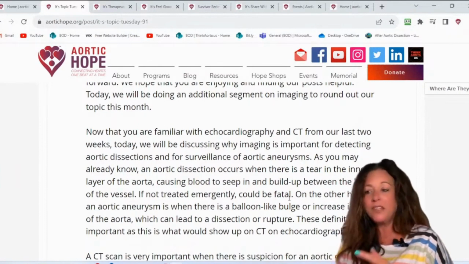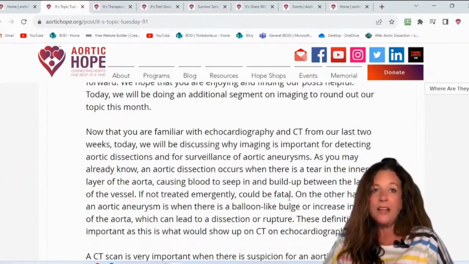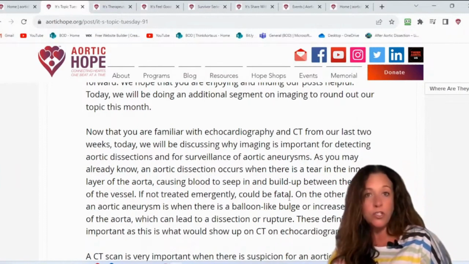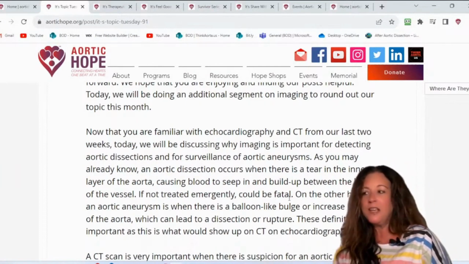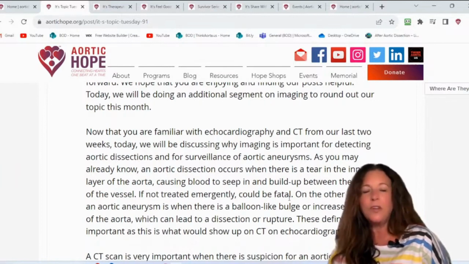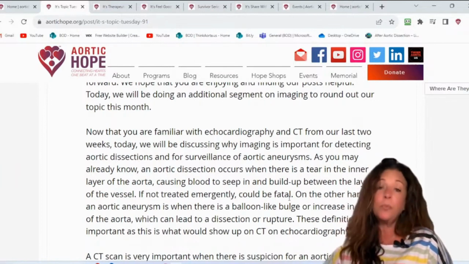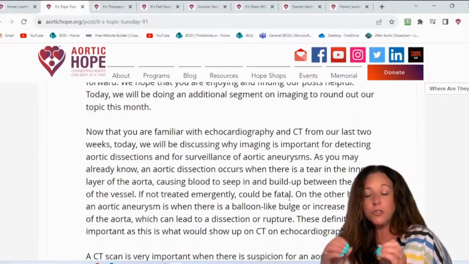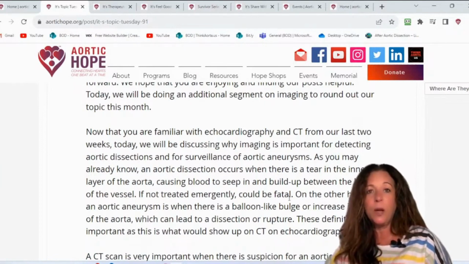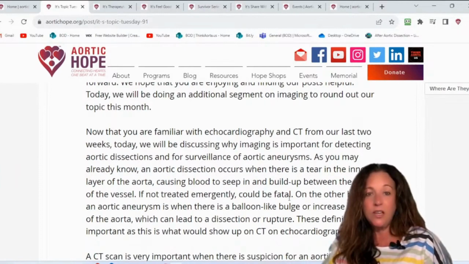On the other hand, if there's an aneurysm present, that's more like a balloon-like bulge in the aorta, and it could potentially increase in size. When that happens, if you're not being monitored, that could also potentially lead to a dissection or a rupture. So definitions are very, very important when it comes to what shows up on a CT or an echocardiography.